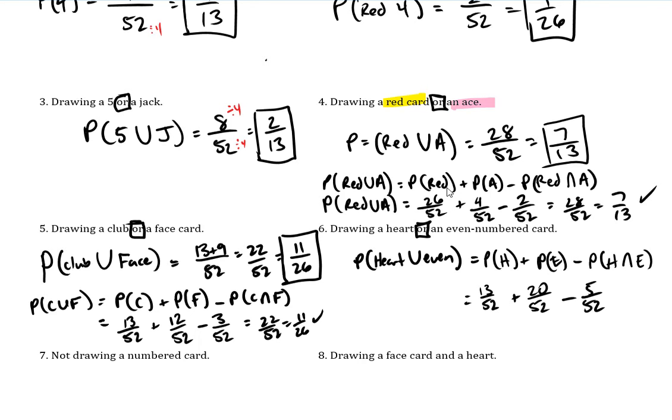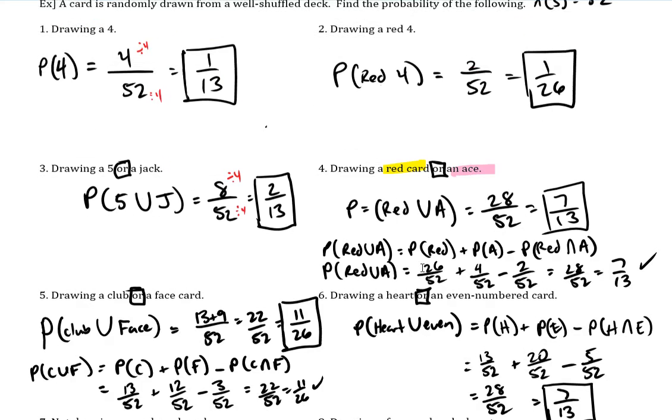Okay, and then from there we would want to do our simplifying. It becomes 28 out of 52. And then from there we can reduce that. It is 7 out of 13. Each were divisible by 4. Okay, so there we go. So that one I'm using the union rule first.